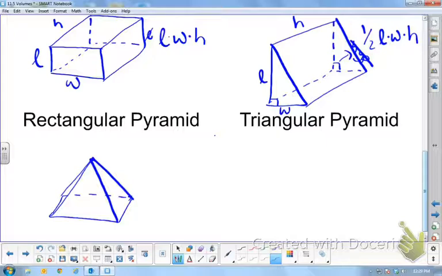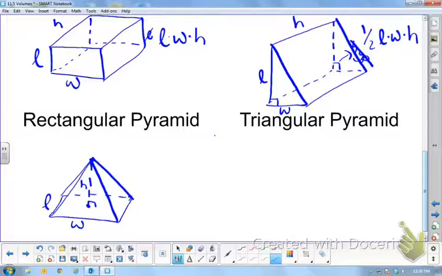Again, we need things labeled, so I'm going to keep it the same. I'm going to put the left side as length, bottom as width. We need a height. That goes from the top center to the middle of the rectangle. And again, they'll label that it came down at a 90-degree angle. So that's our height.